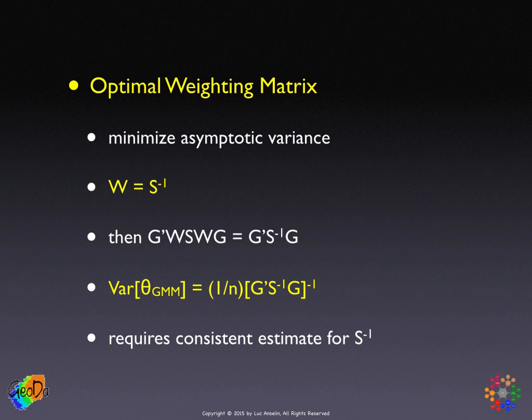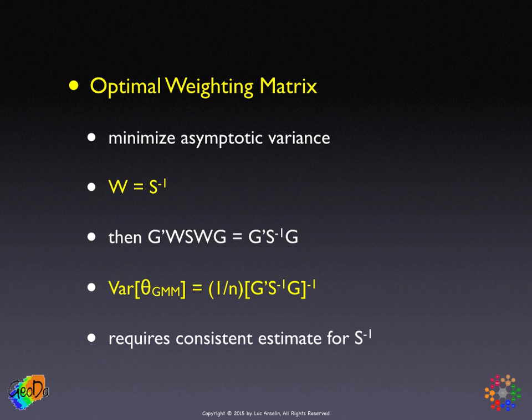We set the weighting matrix to the inverse of the variance of the moment equations. Of course, we don't know what this variance is. That is the problem. This variance is a function of the parameters as well as all the randomness that we have specified in the error term. So it's not that obvious how we get this S inverse, but when we do get it, we have an expression that simplifies the asymptotic variance of the GMM estimator.